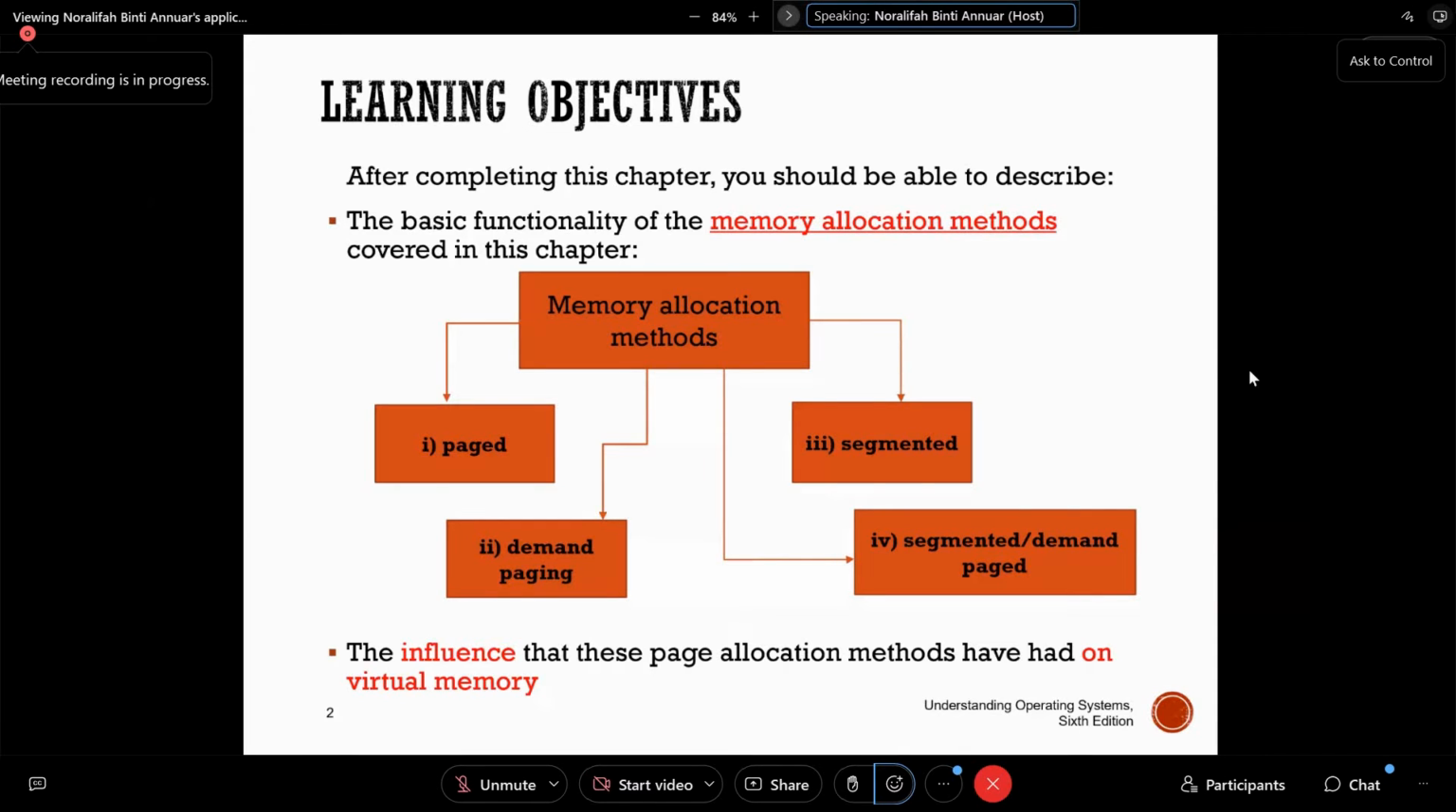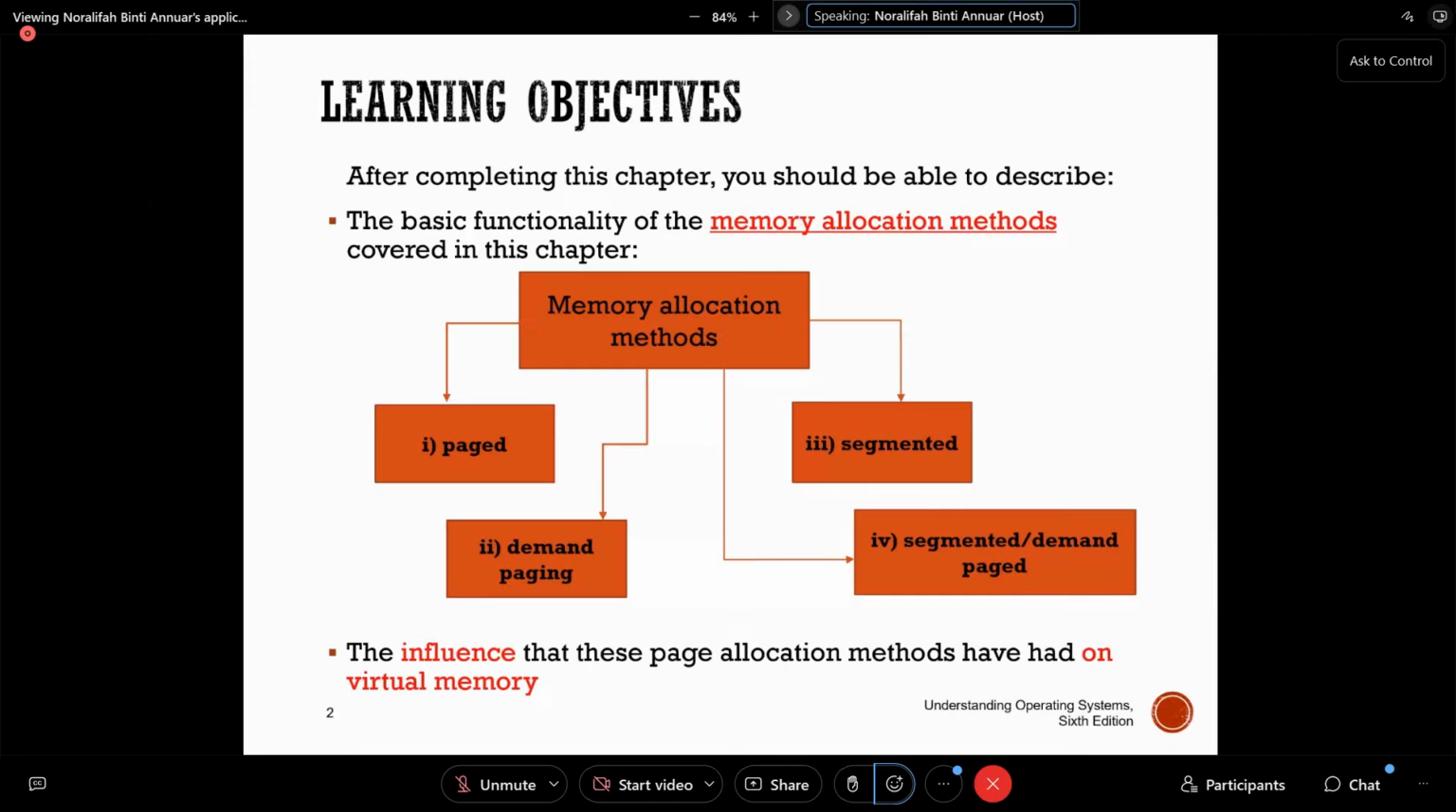All right. The memory allocation method can be divided into 2, paged or segmented, and then 4: paged, demand paging, segmented, and segmented/demand paged. But you can see there are two keywords here, page and segment. If you understand what page means and what segmentation means, then it will be easier. But basically dia sama je, cuma dia dipecahkan kepada 4. Okay, but the keywords are page and segmented.